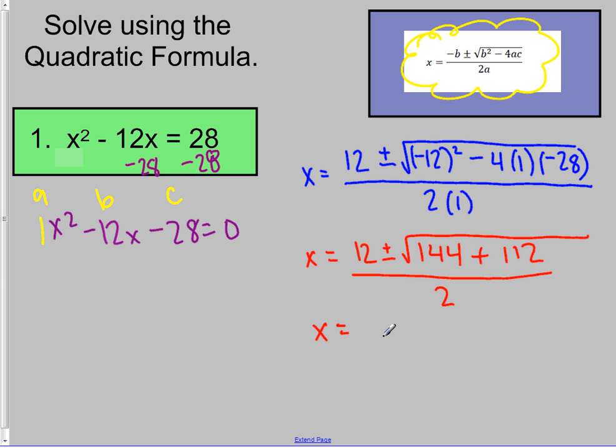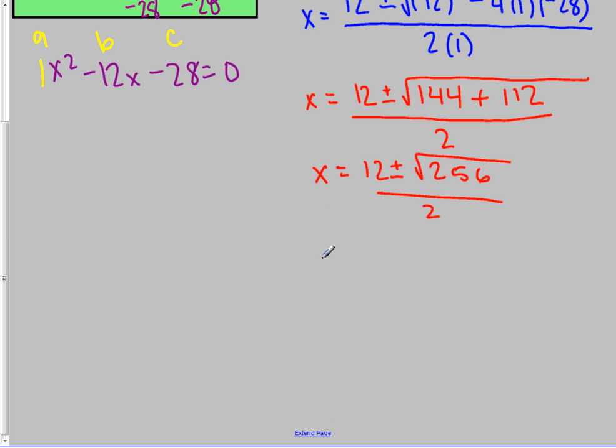Keep simplifying. You have 12 plus or minus the square root of 144 plus 112, which is 256, all divided by 2. Now I have to actually take the square root. So I'm going to have x is equal to 12 plus or minus, the square root of 256 happens to be 16, all over 2. So 12 plus or minus 16 over 2.